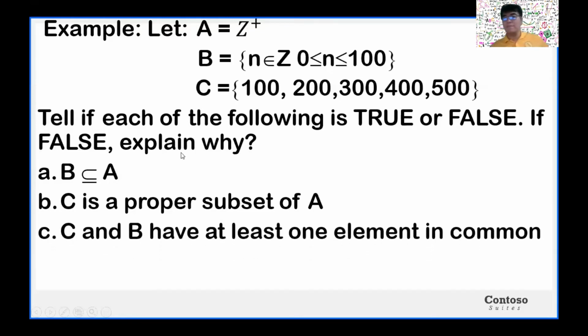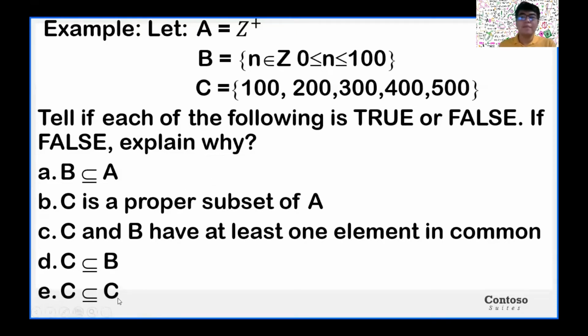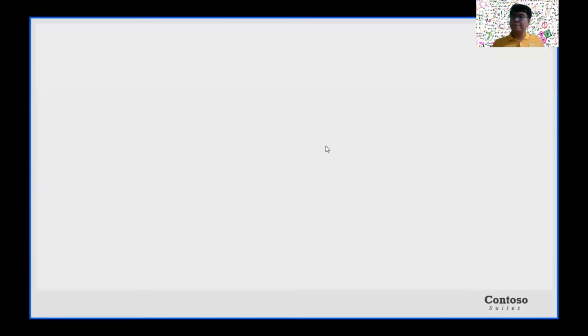How about this one? C and B have at least one element in common. That is true, 100. How about this: is C a subset of B? The answer is no, because there are elements in C that are not present in B. And lastly, is C a subset of C? The answer is yes. You are always a subset of yourself. So C is always a subset of C.